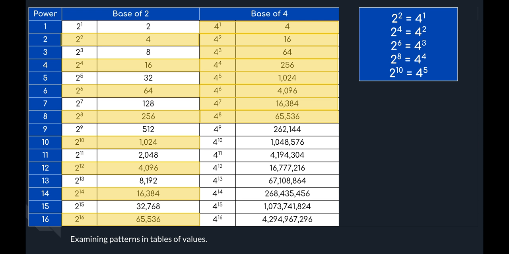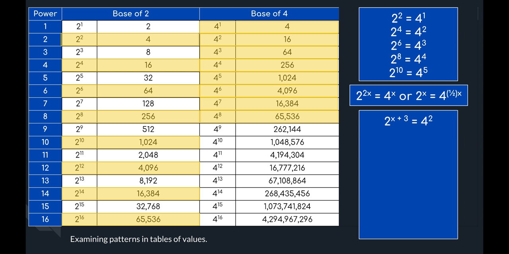For every 1 power of 4, we double the equivalent exponent to get the power of 2. For every power of 2, we take half of it to get the equivalent power of 4. In other words, 2 to the 2x is the same as just 4 to the x. 2 to the x is the same as 4 to the 1/2 x. Let's go ahead and use this in a problem.